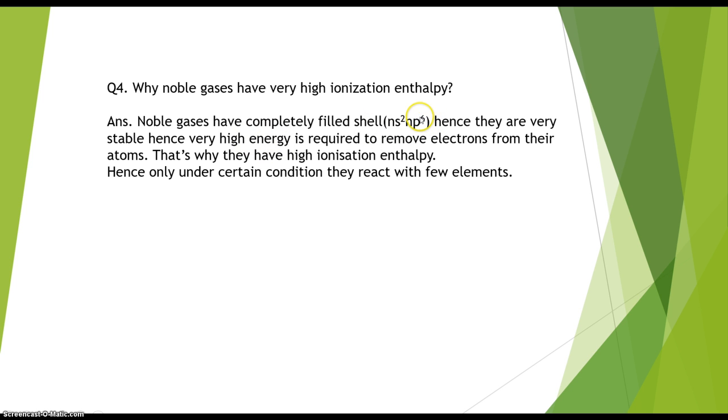So the orbitals are completely filled, and that's why it's very difficult to take out one electron from this completely filled state, from this very stable completely filled orbital, and that's why a high amount of energy is required to remove an electron from their valence shells or valence orbitals, which demands very high ionization enthalpy. Okay, and since they have very high ionization enthalpy, they only react with a few elements under certain conditions to give some products. Okay, so this is the reason why noble gases have very high ionization enthalpy.